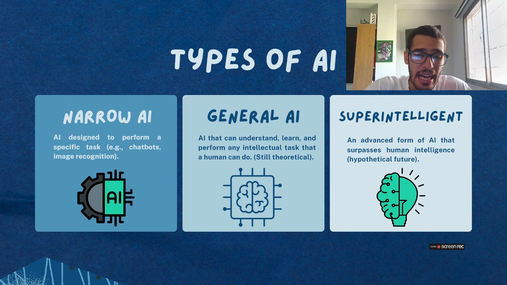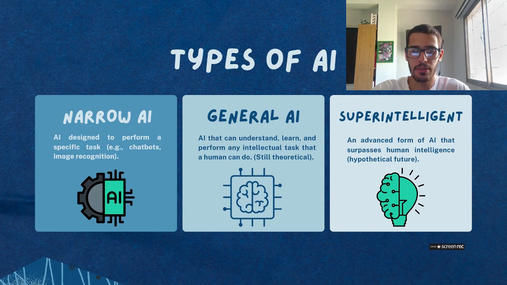Then there's general AI. General AI is still theoretical, it's not real yet, but it's pretty interesting, because general AI is a type of AI that can understand, learn, and perform any intellectual task that a human can do. Scary. But then we have an even scarier one, which is superintelligent AI. It's an advanced form of AI that surpasses human intelligence. That is super scary. It's still hypothetical. It's based on a hypothetical future, but to think that that is where we're heading is pretty scary.